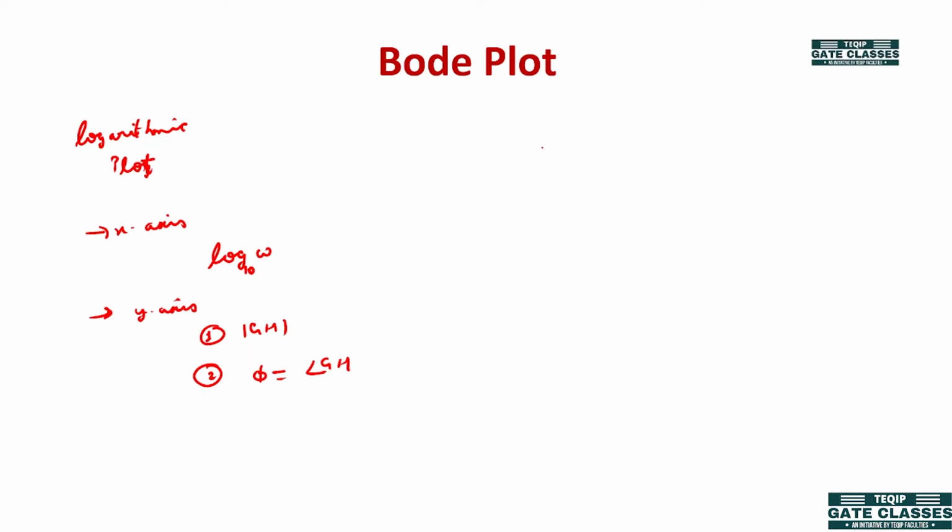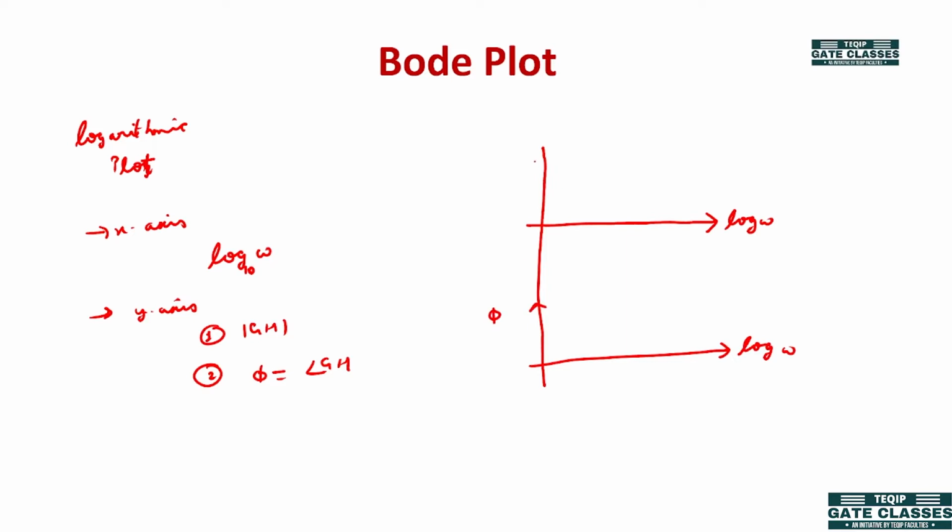So in Bode plot we have two plots on the same graph. One is the magnitude plot and another is the phase plot. This is phi and this is GH, the GH in dBs, decibel. Okay, so this is the way to draw the graph on Bode plot.